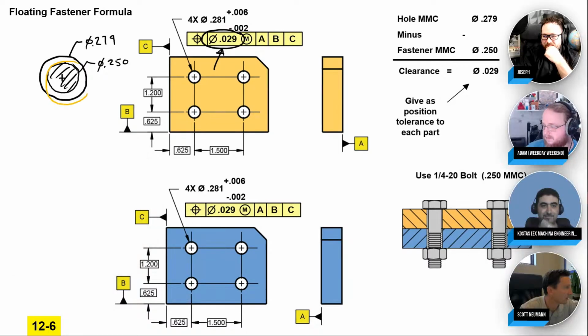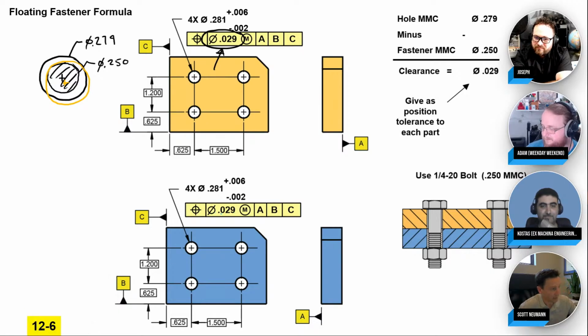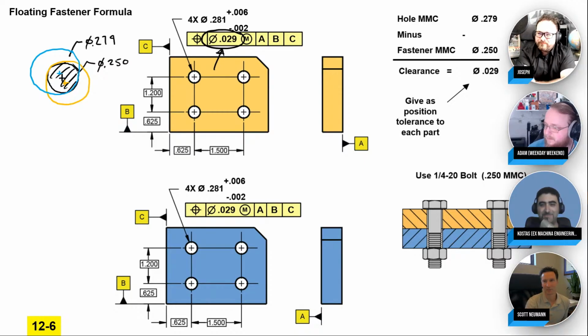And so worst case, if the orange hole shifted 14 and a half this way, and then the blue hole has a position tolerance, and it has to be within the same diameter 29, but it can move half the other way. So worst case, you're going to have an assembly that will look like this. Looks like a Venn diagram. And the Venn diagram has just enough overlap for the 250 fastener to slip through both. Exactly.